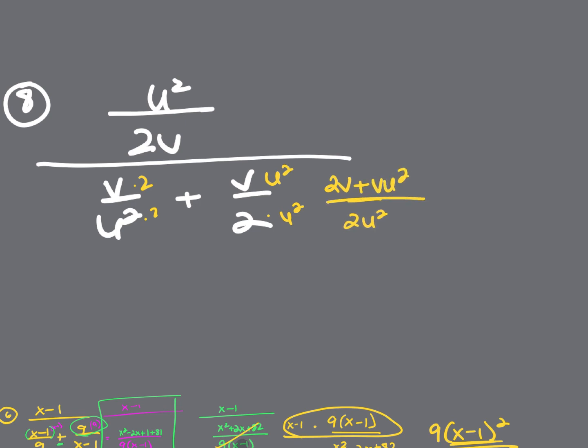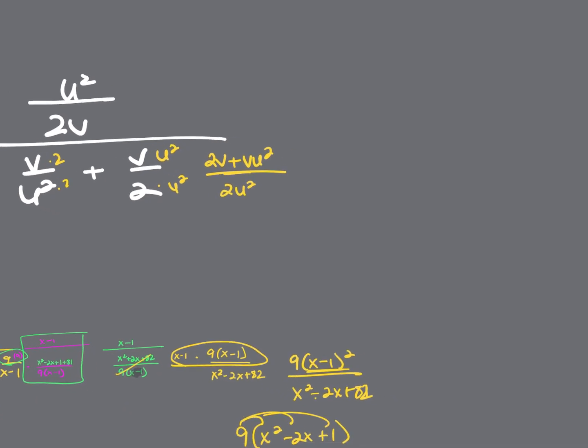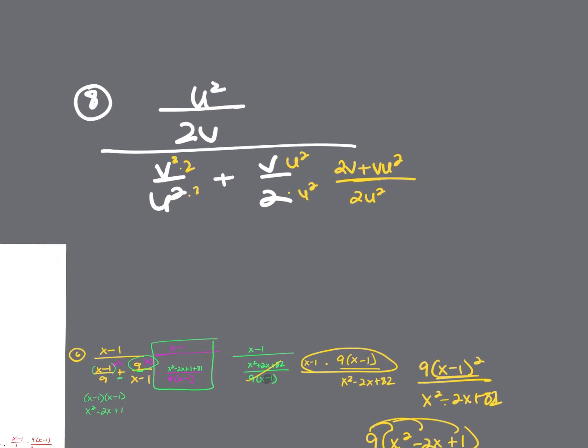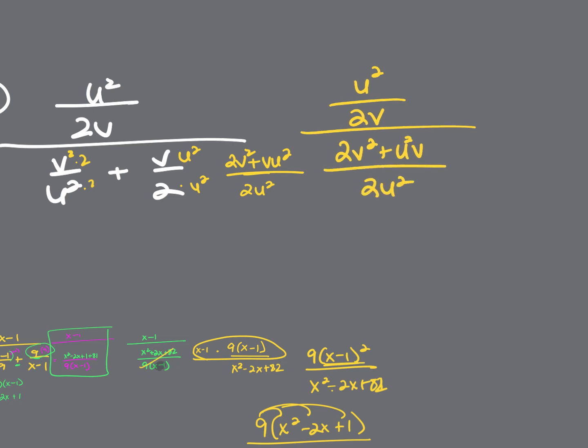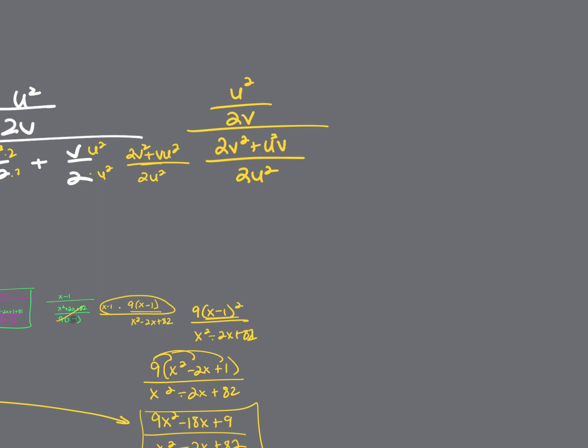The order there doesn't matter. It's 2v squared. Yeah, top left, it's a v squared. Oh, this one squared? Yeah. Thank you. So that's 2v squared like that. Okay. So the numerator is u squared over 2v, over 2v squared plus u squared v over 2u squared. Then we keep change flip it. So keep the top, flip the bottom.